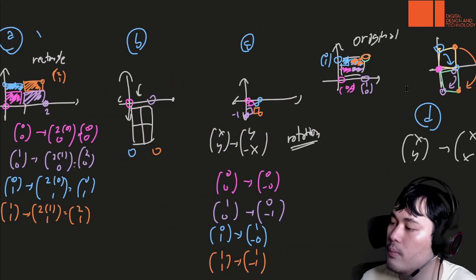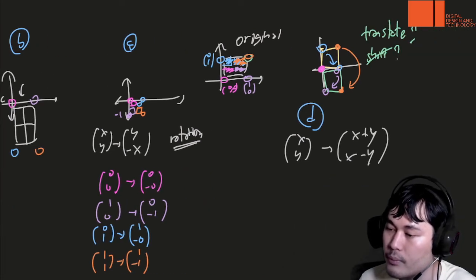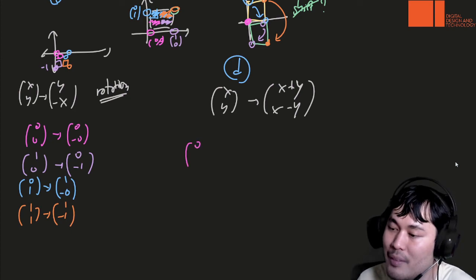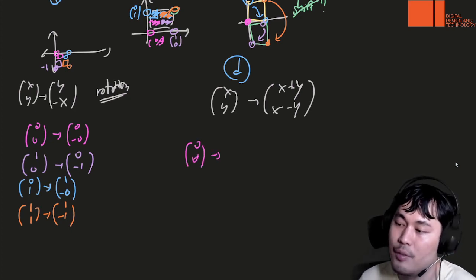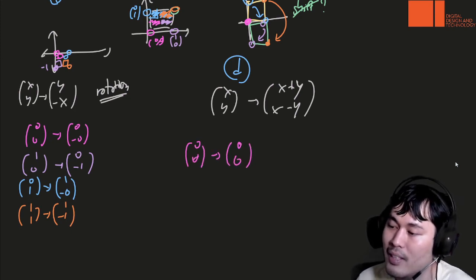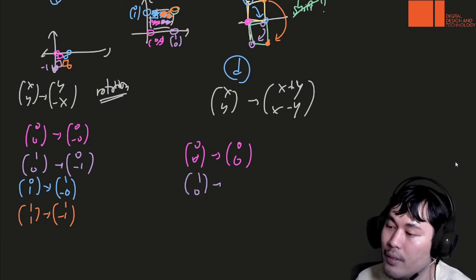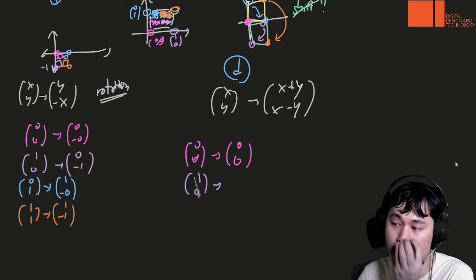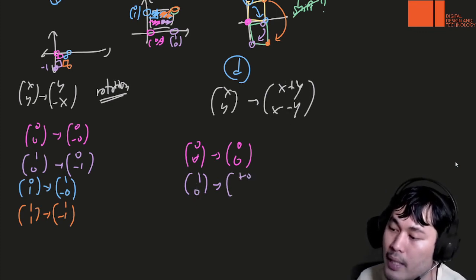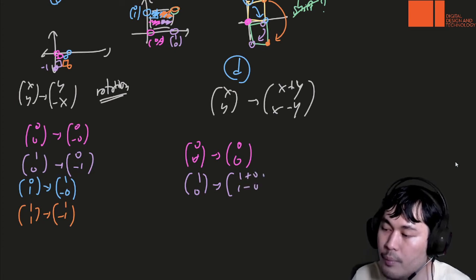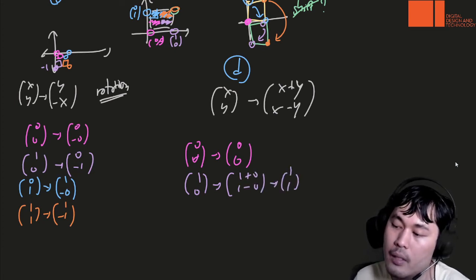Yeah, right. And you just do it one by one. I'm gonna do it fast because I want to save some time. But if you start at 0, 0, then again, it's still fixed at 0, 0. If you start at 1, 0, x is 1, y is 0, then once you plug it in, you get 1 plus 0, 1 minus 0, which is 1 and 1.